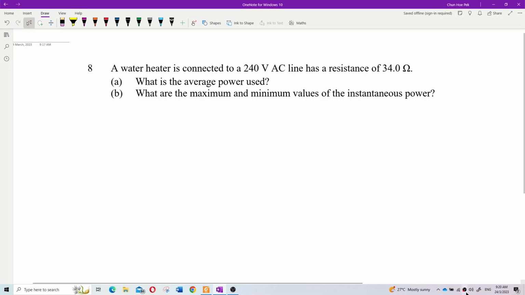Okay, now I'm recording. A water heater is connected to a 240 volt AC line that has a resistance of 34 ohm. What is the average power used?